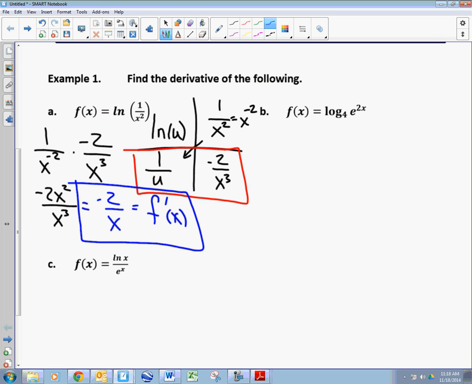Okay there? Right here? I took the x to the negative 2 and moved it up into the numerator because it's negative.